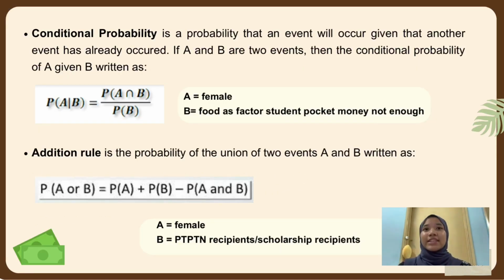Conditional probability is the probability that an event will occur given that another event has already occurred. If A and B are two events, then the conditional probability of A given B is written as the formula below, where A is female and B is food as a factor of student pocket money not enough. The addition rule is the probability of the union of two events, A and B, written as the formula below, where A is female and B is PTPTN or scholarship recipients.